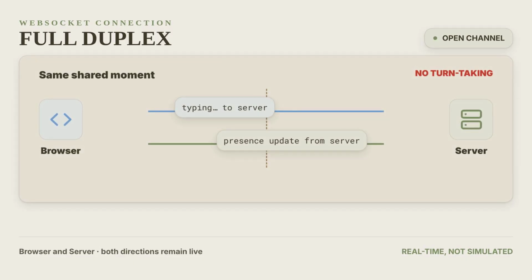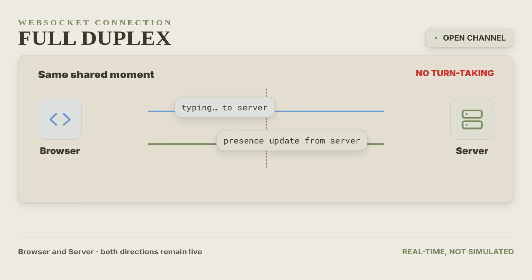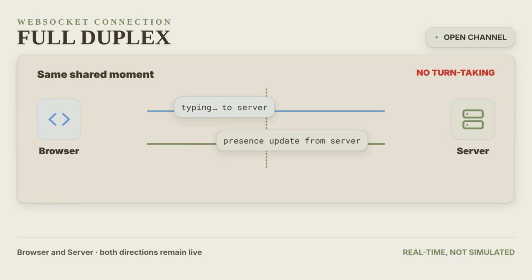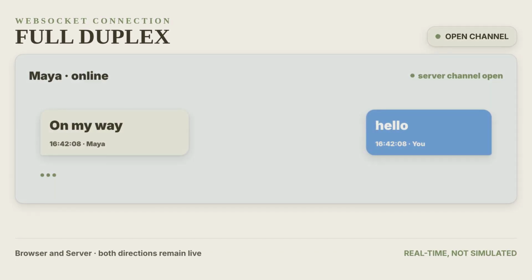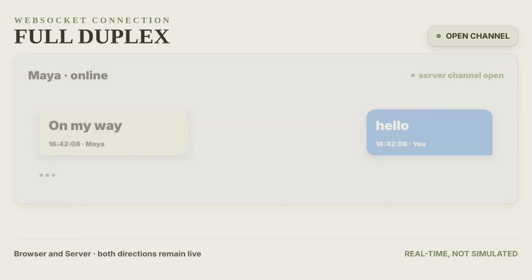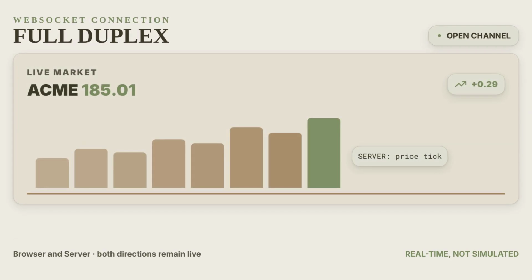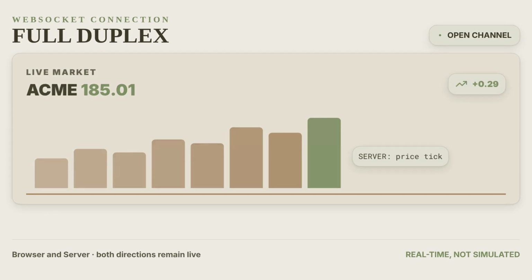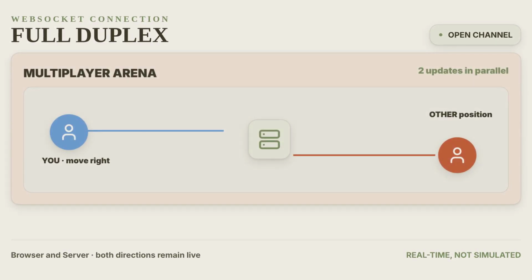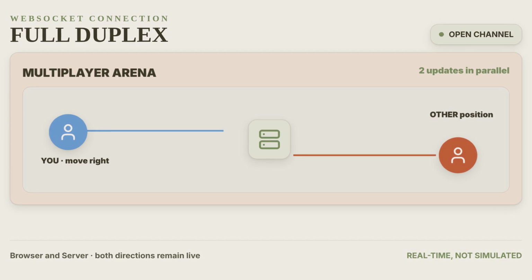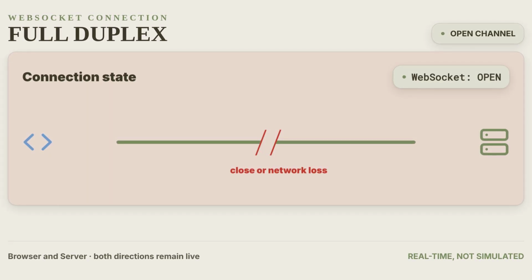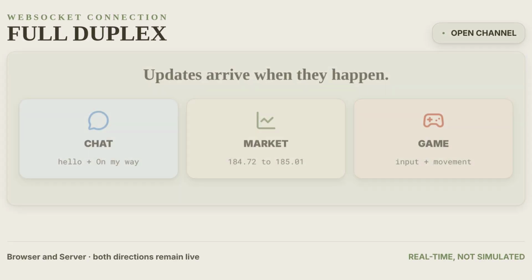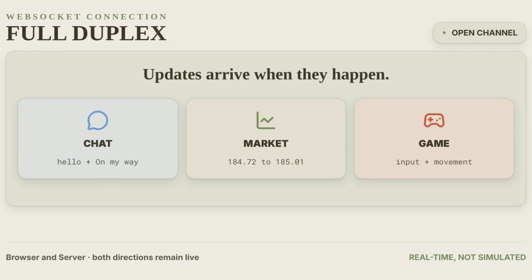Full-duplex means the browser can send a message at the same time the server sends another message back. Neither side waits for the other side to ask first. In a chat app, you can send hello while the server delivers a reply from someone else. In a stock dashboard, the server can publish a new price the moment it receives one. In a multiplayer game, each player can send input while receiving the other player's movements. The connection remains open until one side closes it or the network breaks. That makes real-time feel natural rather than simulated.